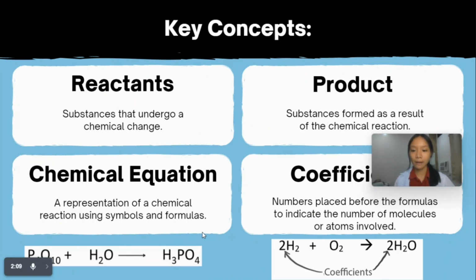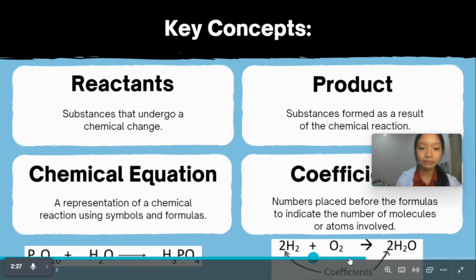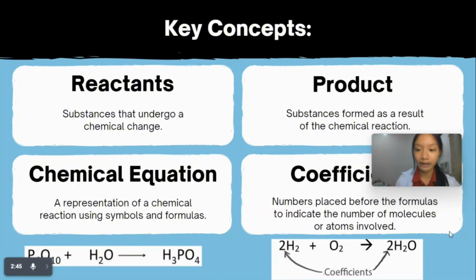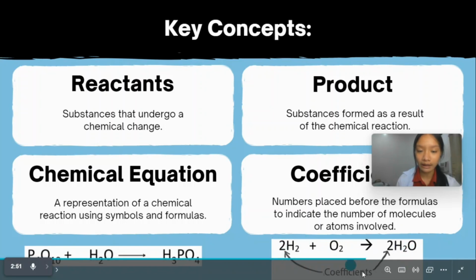Next, coefficients play a crucial role in chemical equations, as they indicate the number of molecules or atoms involved in a reaction. For instance, in the chemical equation here, the number 2 placed before the reactant hydrogen and the product water are the coefficients. So it is important to note that coefficients are placed before the elements or compounds in the equation.